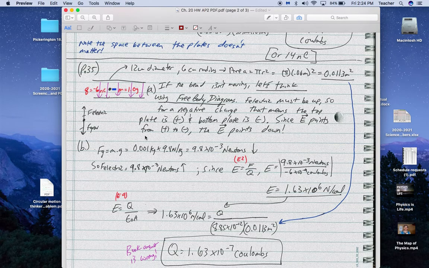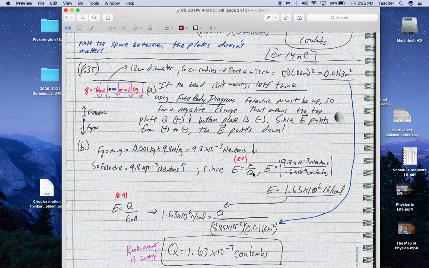So that helps me. For part B, in order to figure out the amount of charge on each plate, I really got to find this electric force. So now I'm going to find the electric force because I know it's equal to the gravitational force. So that's the mass of the bead, that's the gravitational acceleration. You could also use 10 newtons per kilogram. And so that is the force down. So the electric force up has to be this.